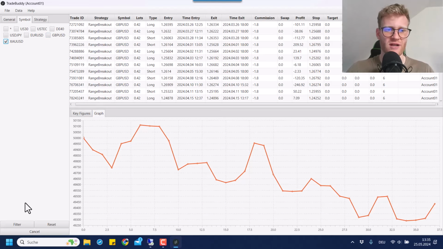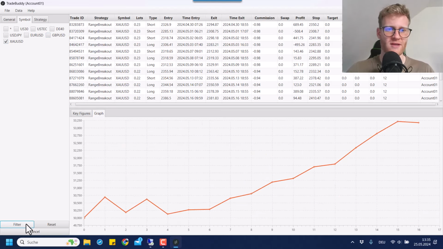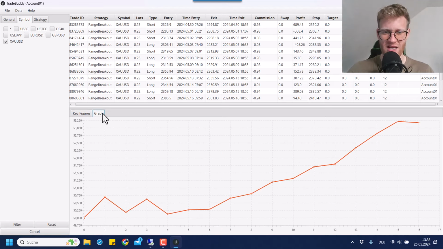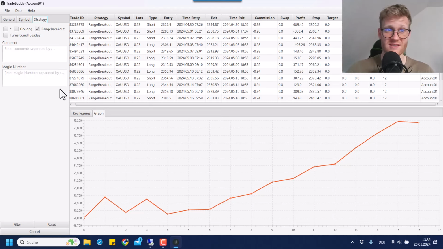And now let's have a look at gold, and gold is just performing like crazy. This market is just making money with the range breakout EA. It's crazy. I'm totally sure that this cannot continue like this, because the profit factor is crazy. Of course, this will not be sustainable in the long run. But for now, I take it. If I start trading this strategy at a very lucky point, I will take it, of course. And this time I was lucky.